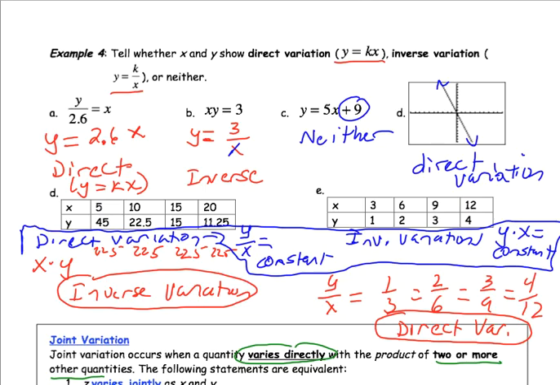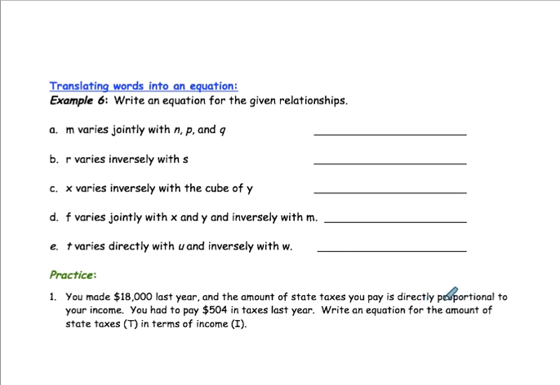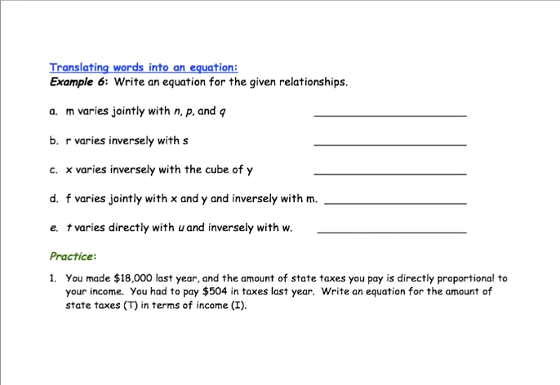Okay, going on to the last page. So on the last page, we're trying to translate words into an equation. And here we are combining joint variation and inverse variation, and we can have both of those in the same expression. So if m varies jointly with n, p, and q, we would have m is equal to k times n times p times q. If r varies inversely, so that means r is equal to a constant over s. That means r equals k over s.